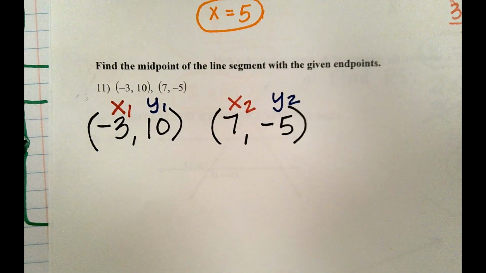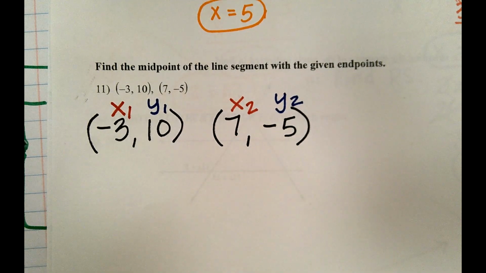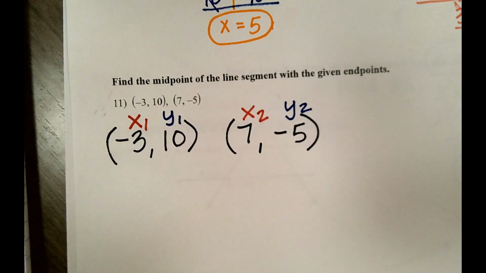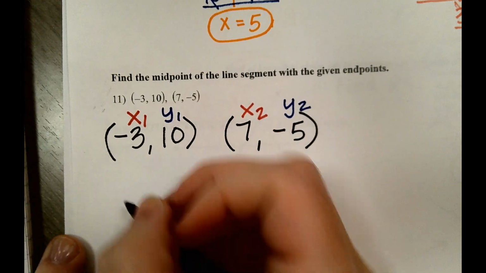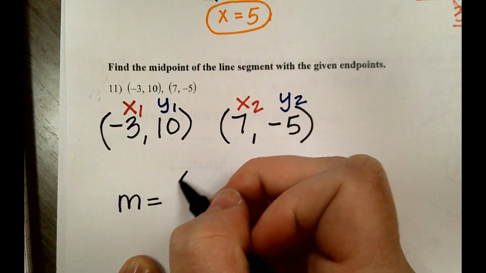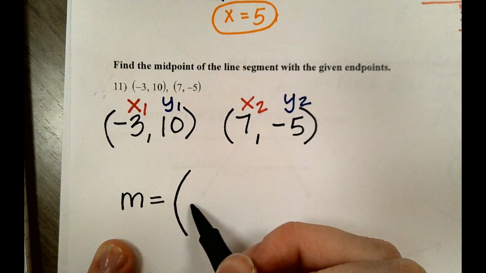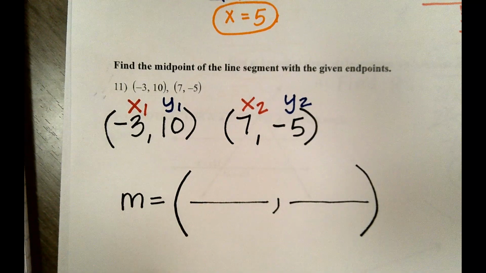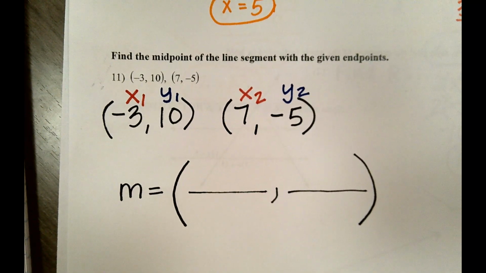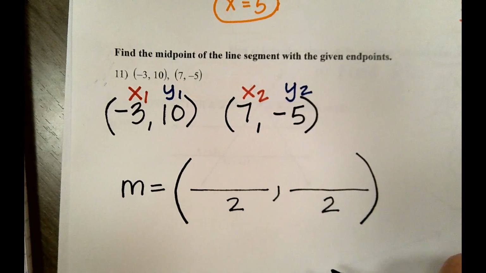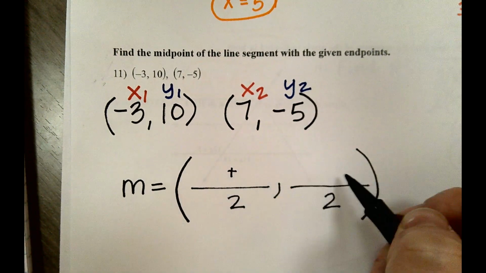And once you have your coordinates labeled, it's going to make it a lot easier to use the formula. So what I like to do when doing midpoint is write out M for midpoint equals, and give myself a big parenthesis with a fraction and another fraction, close my big parenthesis. I know I'm dividing by 2 on both, and I'm adding something on both.